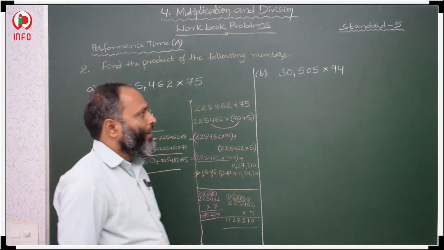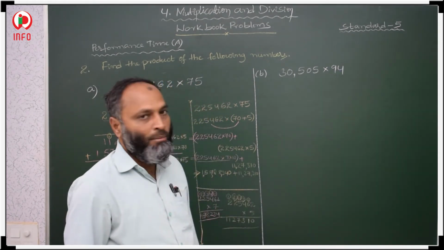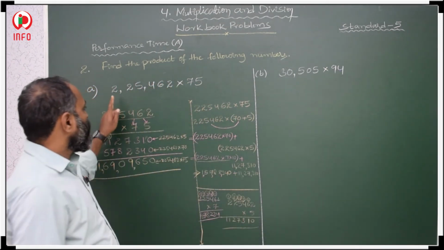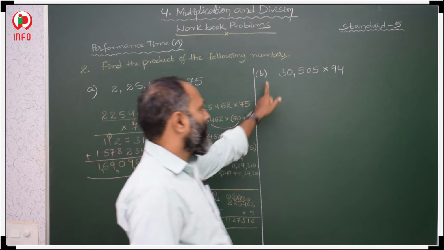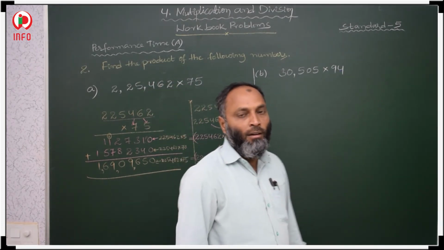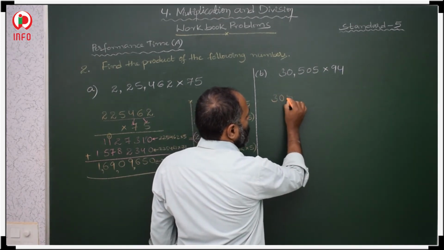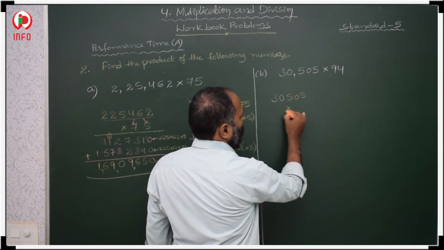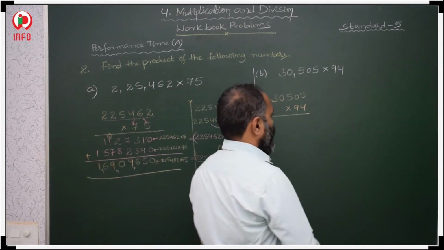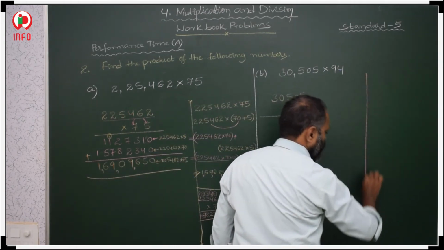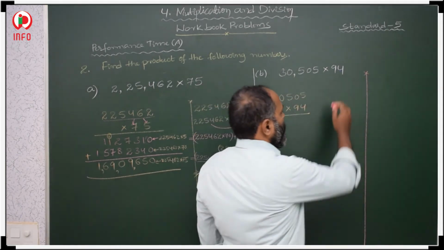Okay. So now here, this is a 5-digit number. This 5-digit number we have to multiply with 94. Here, so total 6 digits are given. These 6 digits we multiply with a 2-digit number. Here 5 digits we have to multiply with a 2-digit number. Then first 30,505 multiply with 94. Now make a rough column first. 30,505 into 94.